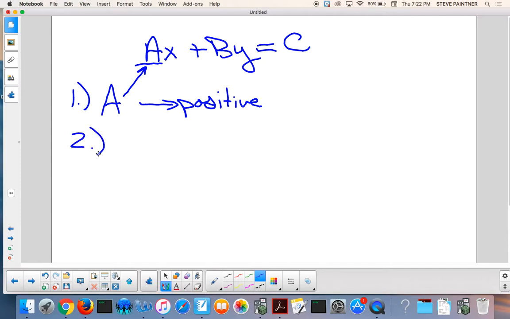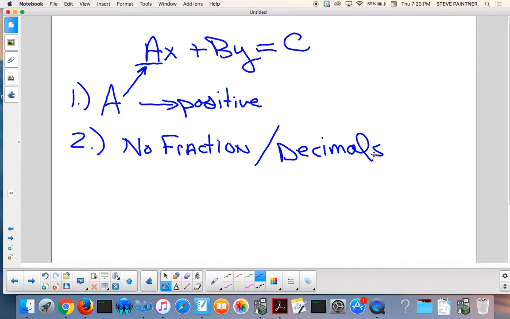Second thing you have to have, you cannot have any fractions, so no fractions allowed. And what else? Decimals. Okay? So, if you had something like this, 3x plus, and 3x is good by the way, plus 0.2y equals 4. Right here, this is right where you say this is trouble. We're going to get rid of that. Okay, so that is not in standard form. You and I will deal with that in a second.